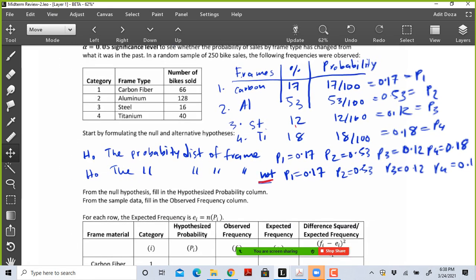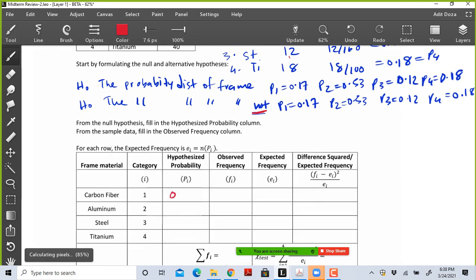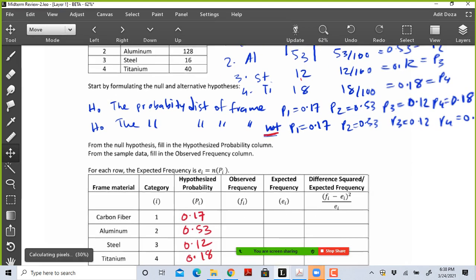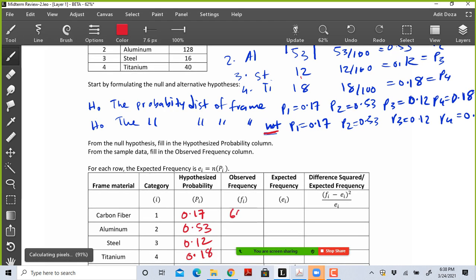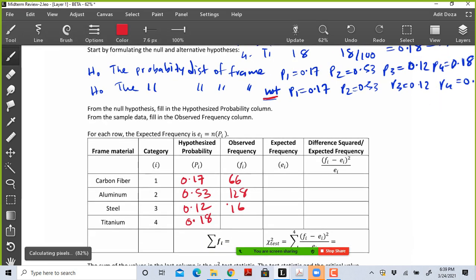So let's see in reality what it is like. So hypothesized probability, we need to fill in: the first one is 0.17, it was given in the question, 0.53 P2, P3 0.12, P4 was 0.18. But in reality, what's the observed frequency? 66, 128, 16 and what's the other one? 40. Yes, the other one was 40.